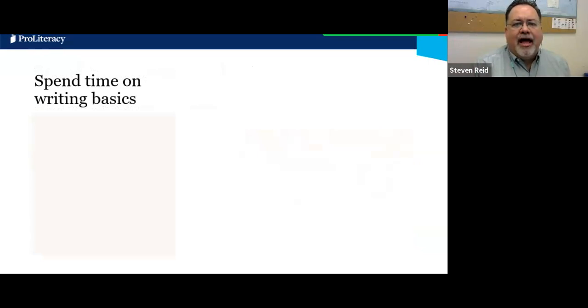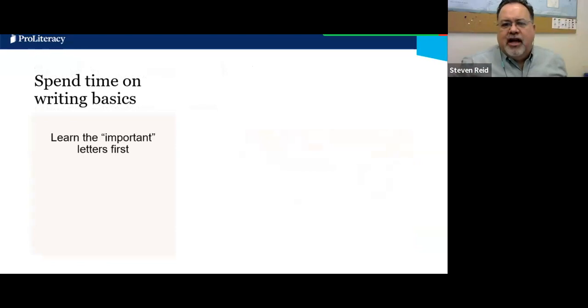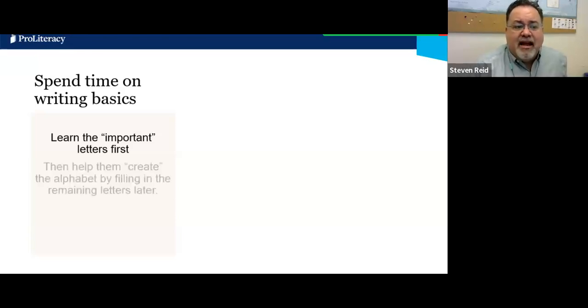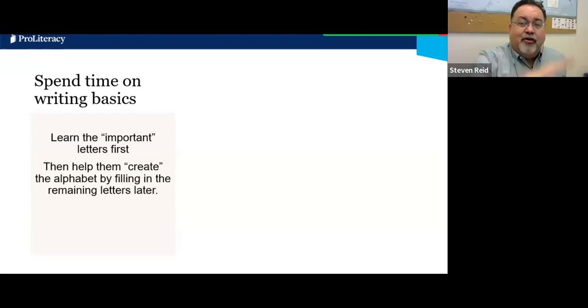But so I think it's important to learn the important letters first. And by that, I mean, if you're working with those basic level students, those who are just learning to write, the important letters are going to be the letters in their name, the letters in their spouse's name, the letters in their children's names. Okay. And then from there, help them create the alphabet by filling in the remaining letters later.